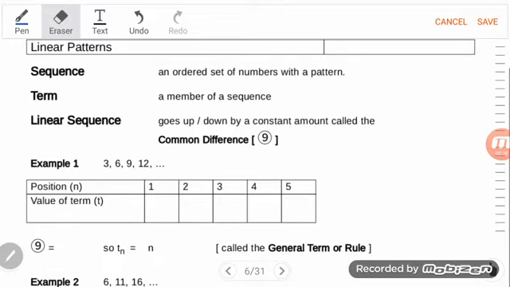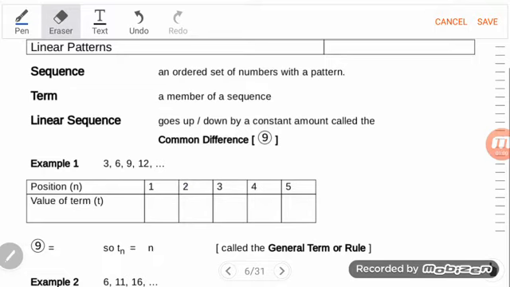Okay, a term is a member of that sequence. So in this case, 1 is a term, 2 is a term, and so is 3. So we've got 3 separate terms to make one sequence, and our sequence is repeated over and over to make a pattern.